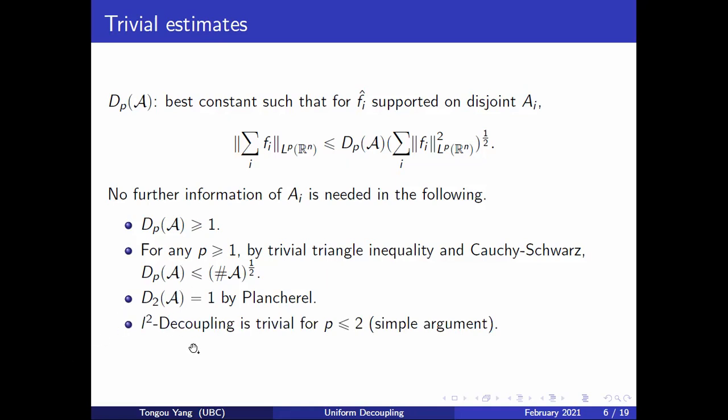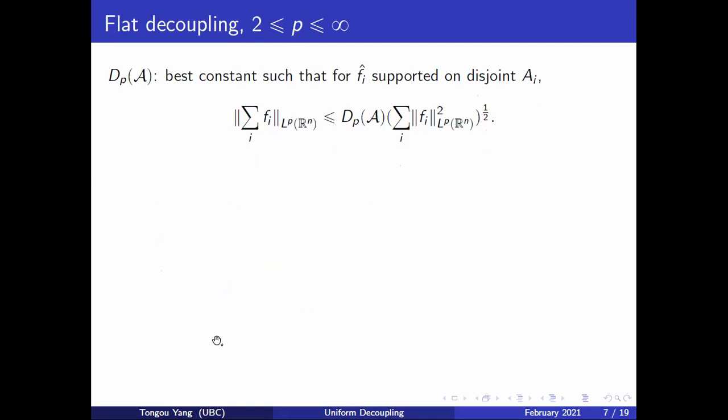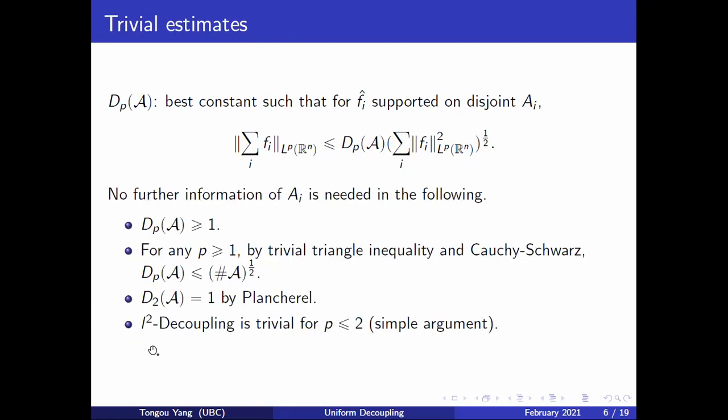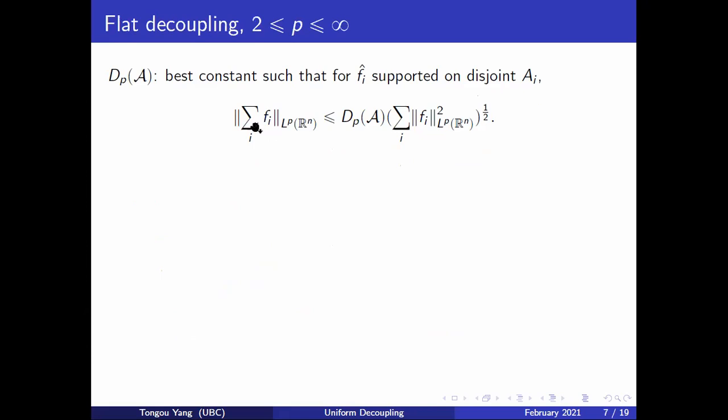Actually, there's also a very simple argument which shows that L2 decoupling is trivial for p less than or equal to 2, but for the time being, we will not be talking about that. Most people are just interested in p bigger than 2, because this is the non-trivial part of the decoupling estimates. So now we are in the case that p is between 2 and infinity.